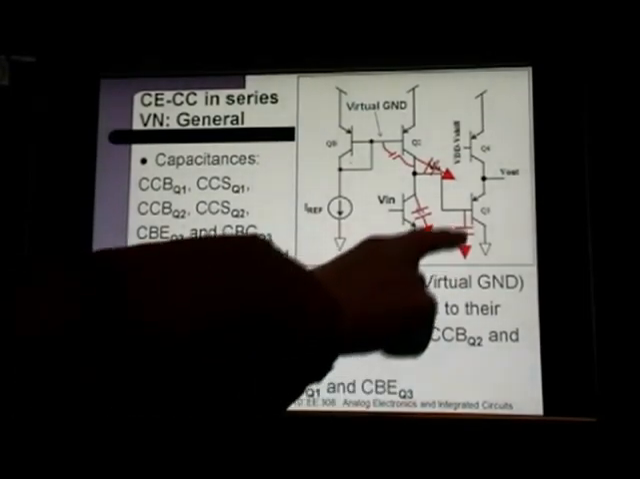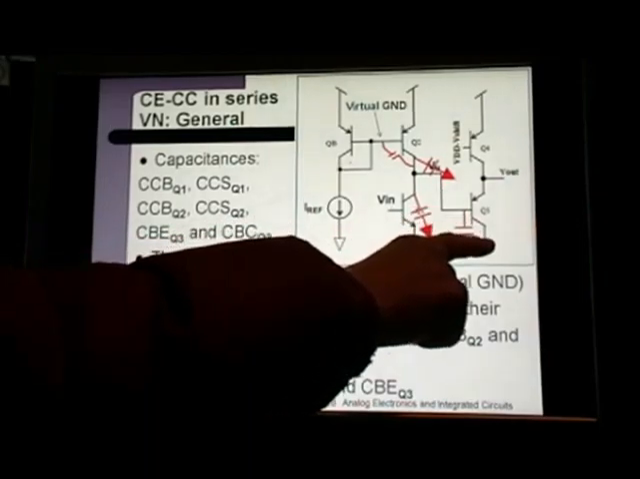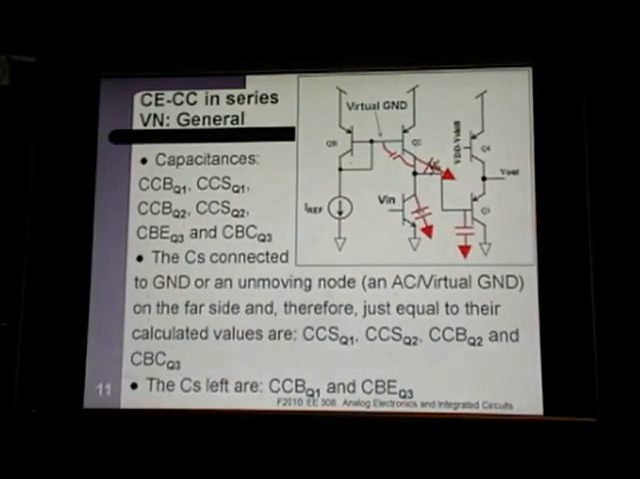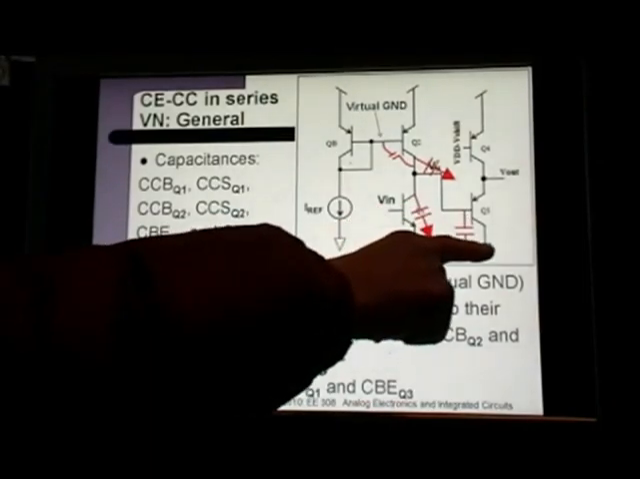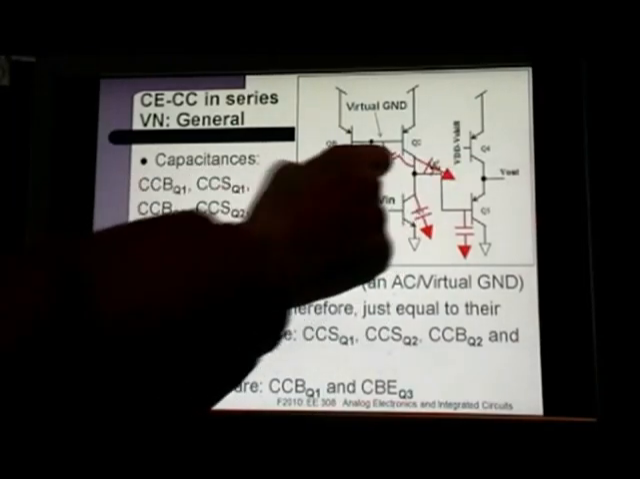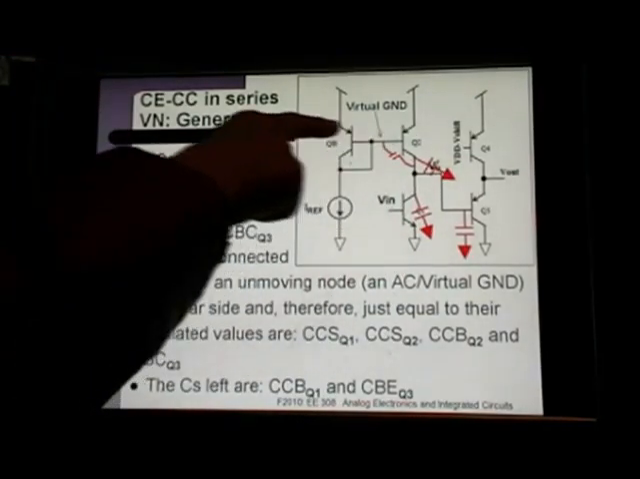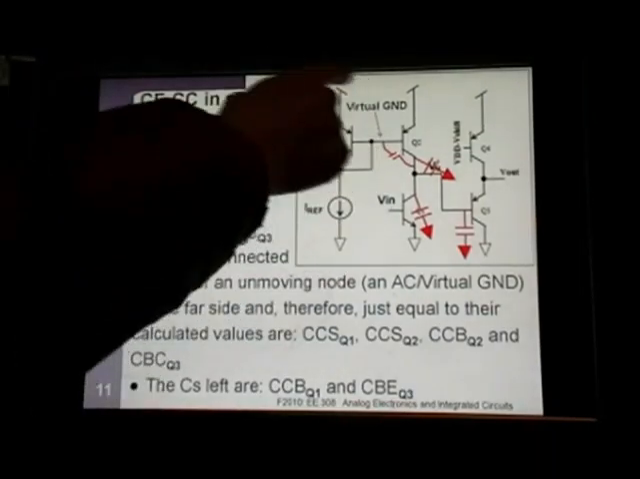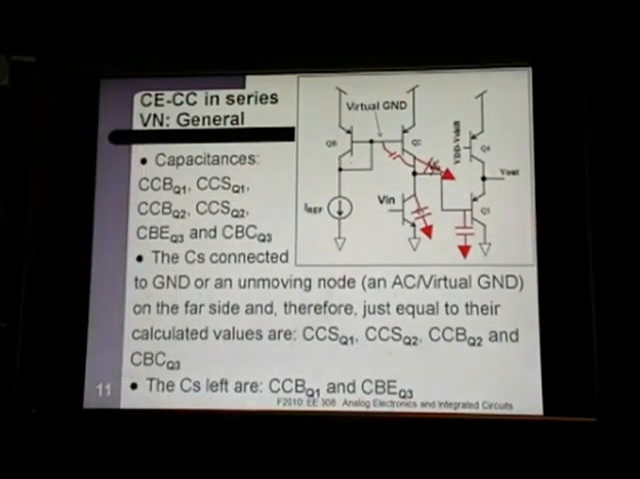So if you look at this, the base collector for Q3, the far side of that capacitor is connected to ground, since the collector is connected to ground. So that one you just use as its value. Substrates are connected to a DC value. So anything connected to the substrate, you can assume that the other side is to a virtual ground. This is a biasing node. This wire right here is set by this biasing circuitry, and it's a DC value. A DC value is a virtual ground when we're in the AC realm.